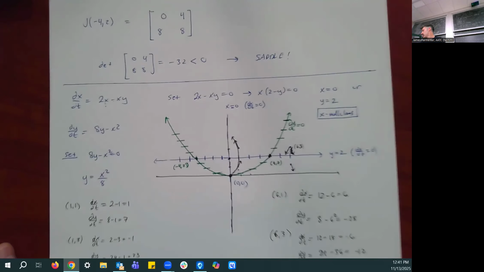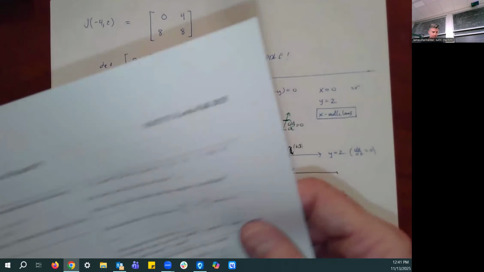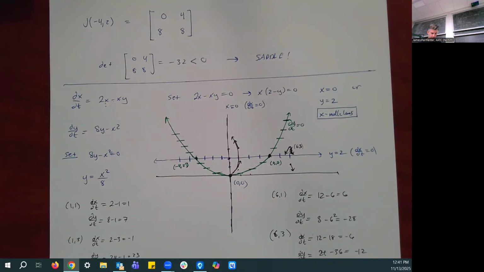Okay. Let me see something here real quick. Nope, I think these are all nonlinear. Sure. Yep, they sure are. Cool. Let me look over here for a sec. That's not what I wanted.